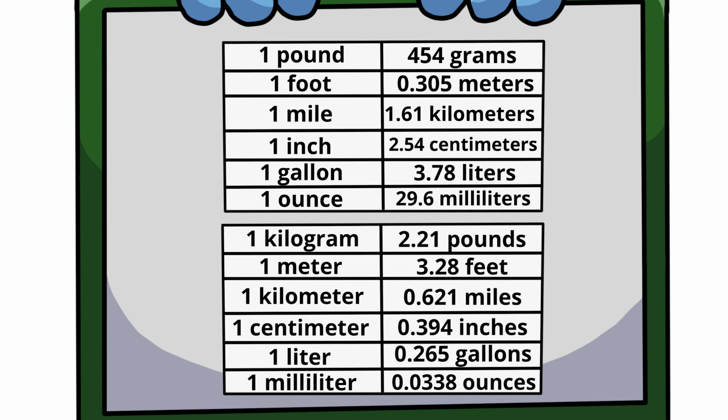If you're more familiar with the imperial system rather than the metric system, here's a table of all the different conversions. For example, 1 foot is 0.305 meters, and 1 inch is 2.54 centimeters. I'll leave this table up on screen for a few moments as well. Feel free to pause again if you'd like to read through them all.